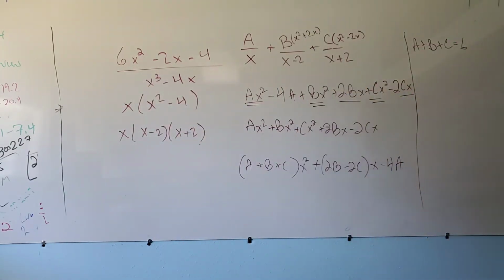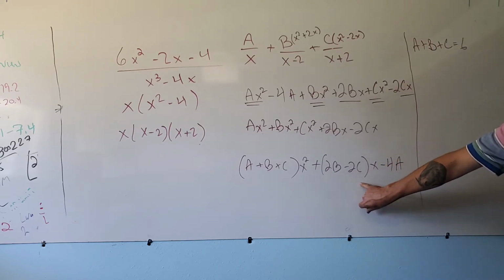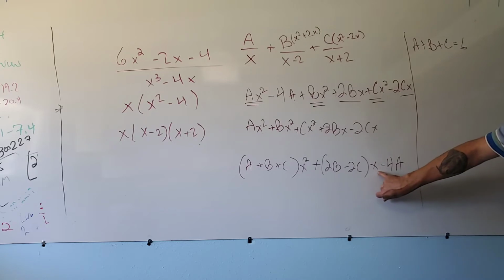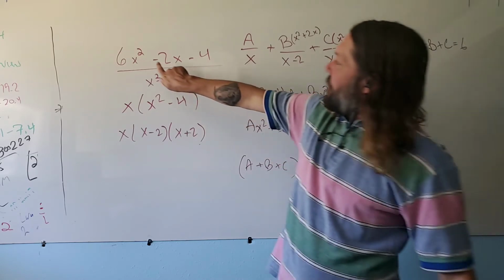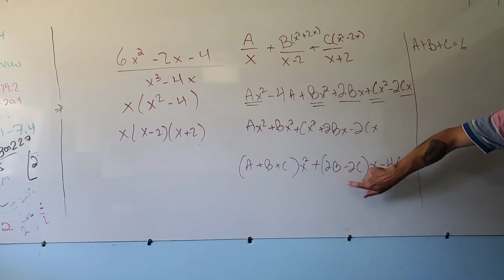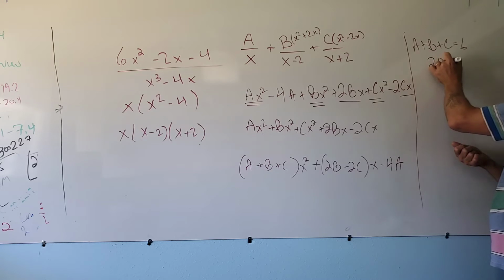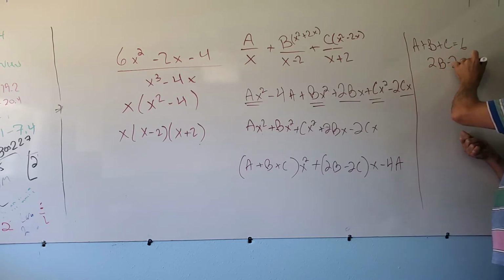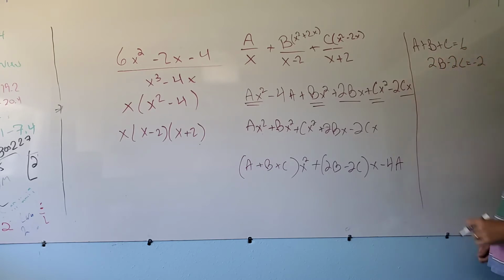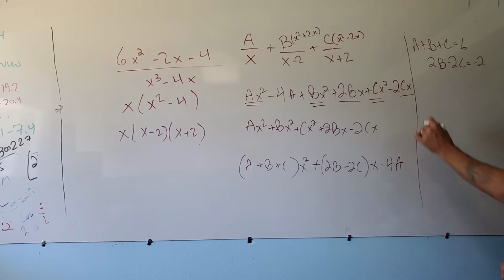All right, so now let's look at this one. Who's attached to the x? I have 2b minus 2c. That's attached to my x. And so is negative 2. So my second equation that I'm going to get is 2b minus 2c equals negative 2. And my last equation is minus 4a is equal to minus 4.